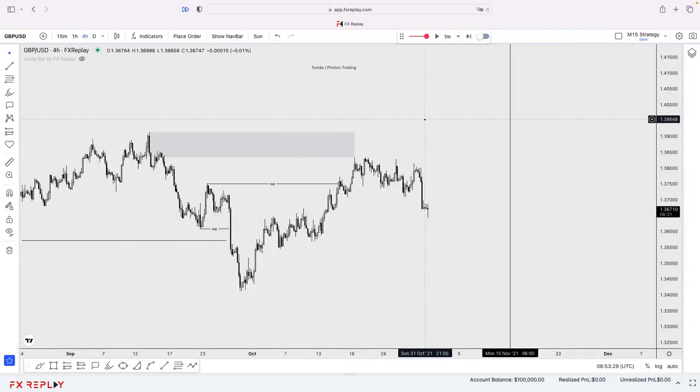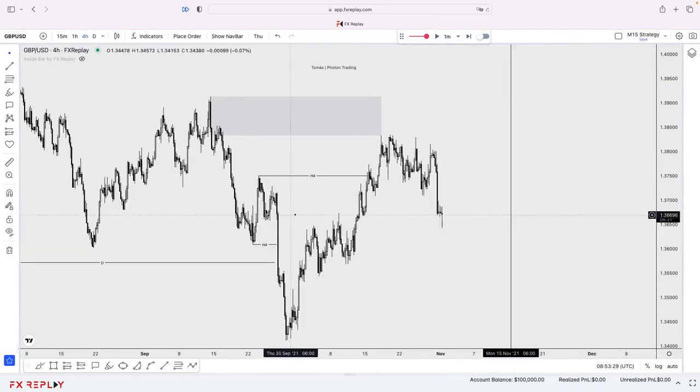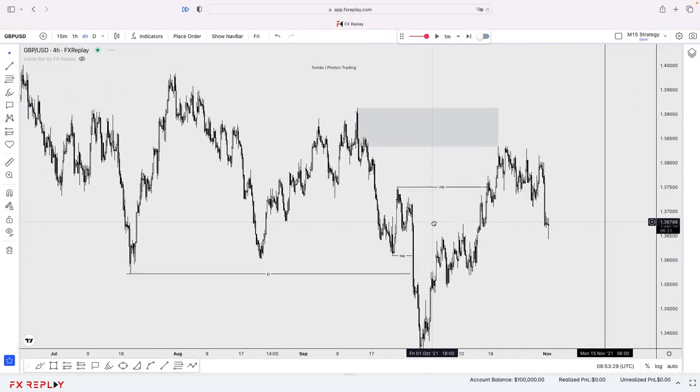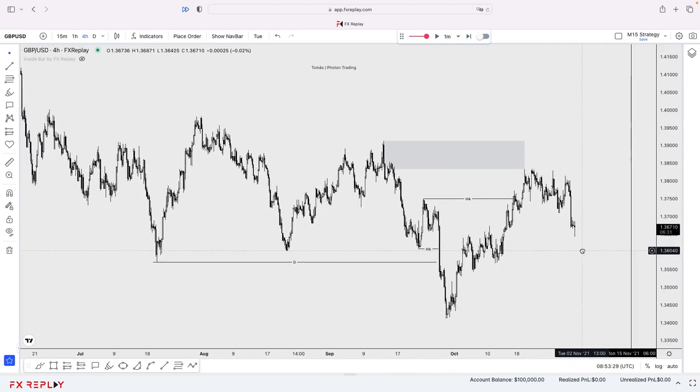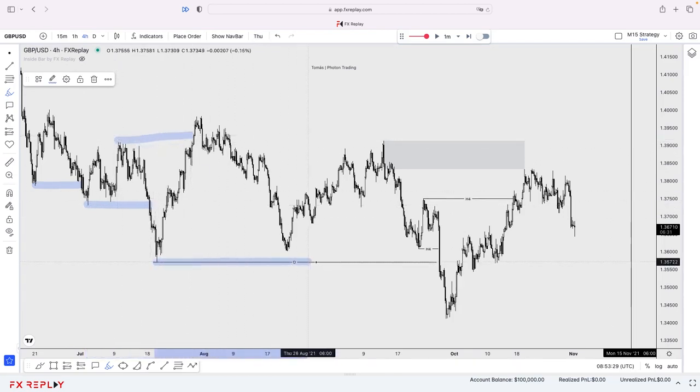So H4. On the H4, I just want to avoid any kind of confusion and questions in the future. I know that on H4, if you mark correctly, you have the H4 BOS here, H4 BOS, H4 BOS, H4 BOS. Okay, so the H4 high is here, H4 low is here, the same as the daily.